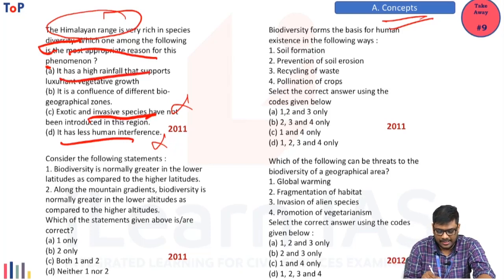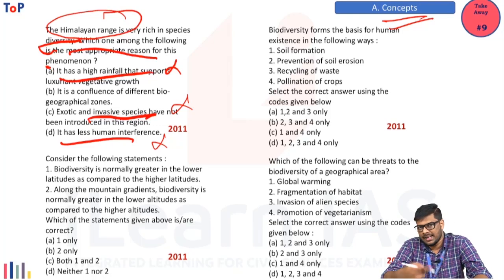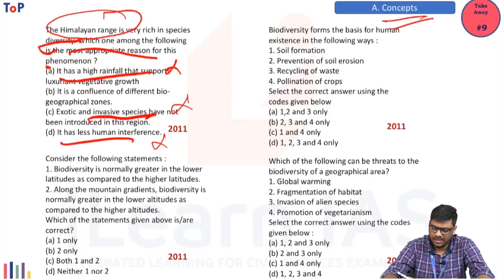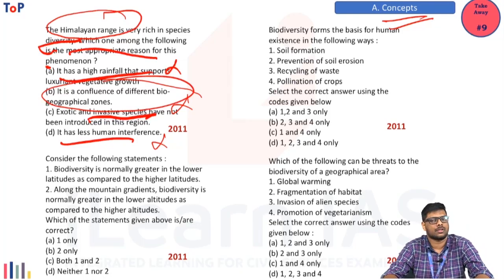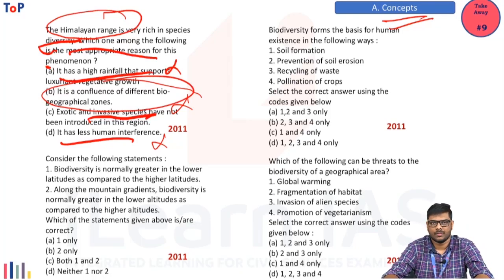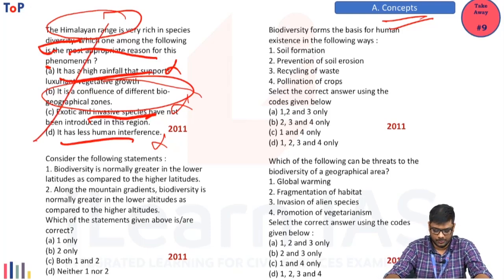It has a high rainfall that supports luxuriant vegetative growth. Does it have high rainfall or such a rainfall pattern there? No. We know the areas which receive maximum rainfall. Himalaya receives average rainfall only. So the most appropriate reason is the confluence of different biogeographical zones. Getting it? So use your common sense and your climatology knowledge in geography. That also will help you.